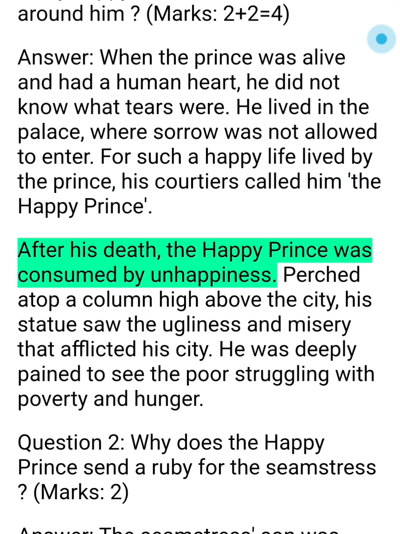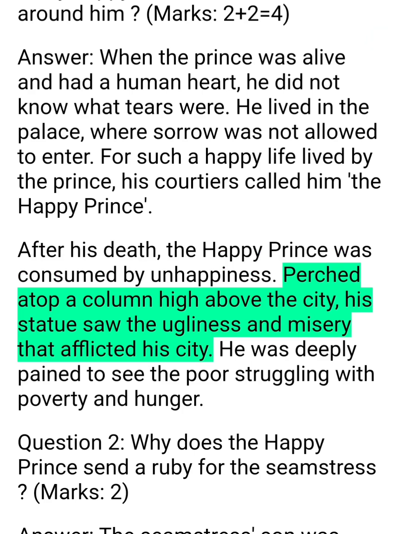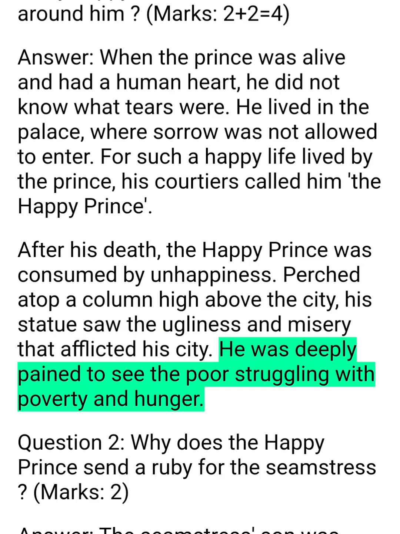After his death, the Happy Prince was consumed by unhappiness. Perched atop a column high above the city, his statue saw the ugliness and misery that afflicted his city. He was deeply pained to see the poor struggling with poverty and hunger.